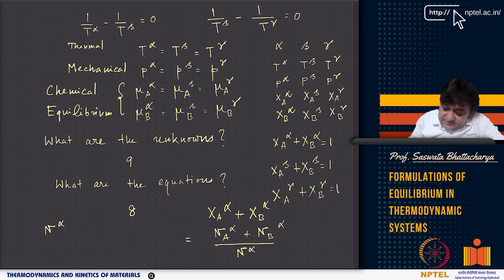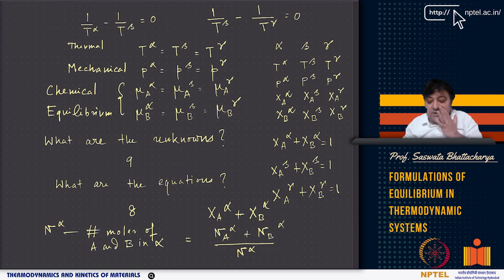N alpha is the total number of moles of A and B put together in alpha. Similarly, you can have N beta and N gamma. Now, Na alpha by N alpha is basically XA alpha. NB alpha by N alpha is basically XB alpha.